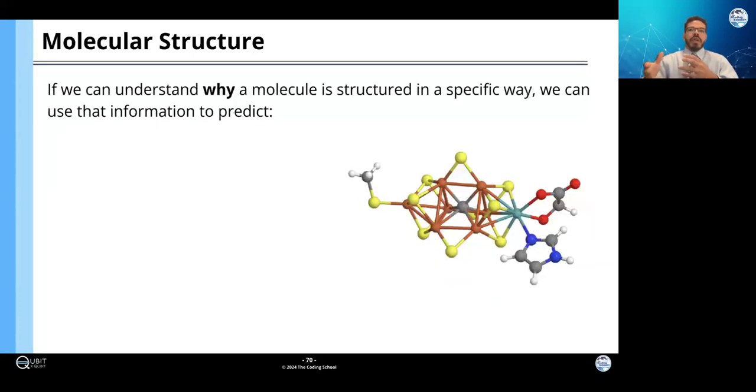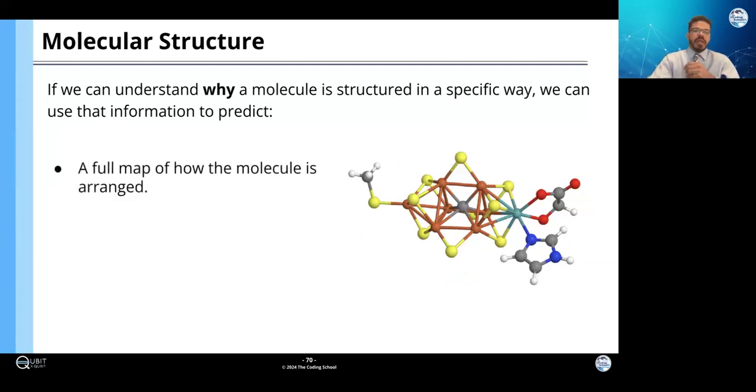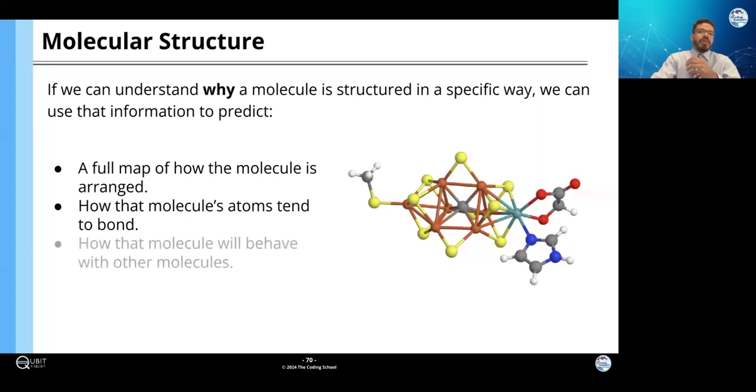Alternatively, you might be able to go backwards, or to use the structure of a molecule to predict some things about it, right? So maybe you want a full map of how the molecule is arranged, or maybe you want to know how the atoms in the molecule tend to bond, or maybe you want to know how the molecule will behave with other molecules, right? So if we understand the structure, if we can simulate the structure, if we can map out the energy levels, if we can map out the interactions between molecules, right, that's very powerful.